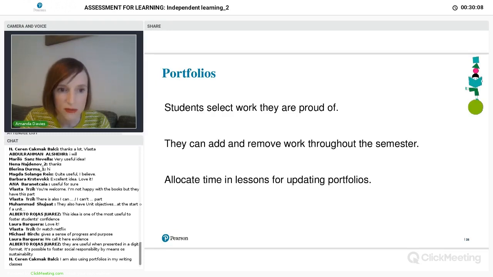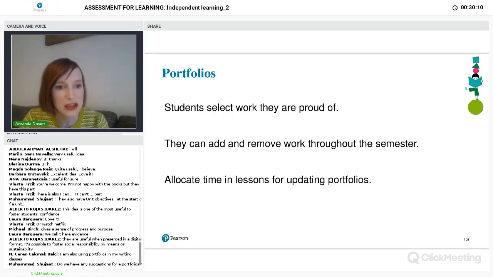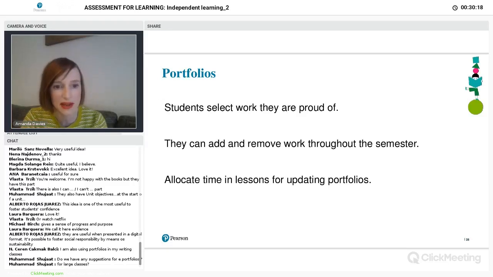Alberto mentions a digital format. Do you have a good website that you can share with us, Alberto? I've only ever done paper versions of the portfolio, but I know there are some good online platforms. If you know any good online platforms, can you share them in the chat box so the other participants can try them out?